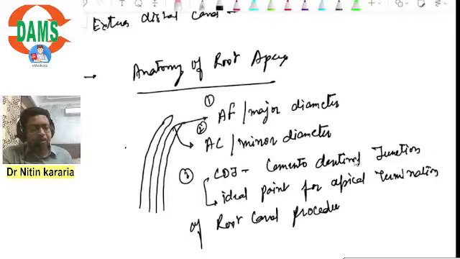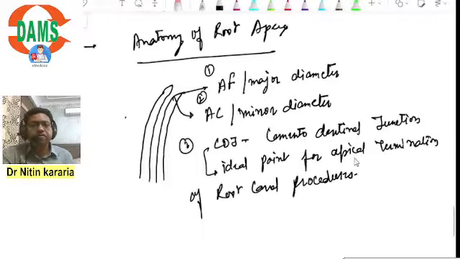What is meant by root canal procedures? Root canal procedures means your working length determination, the cleaning and shaping and obturation should all ideally terminate at what? CDJ, that is cemento-dentinal junction. Okay.